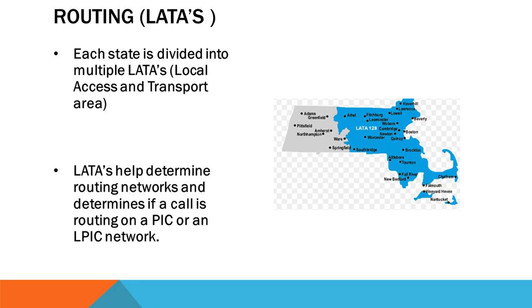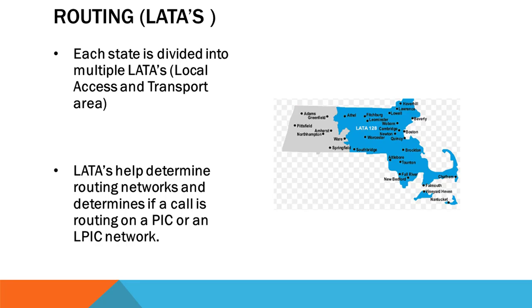And what determines that? LATAs. What's a LATA? It's just an area. It's just a designated area that is designed to help determine what network a call is routing over. So if we're in Cambridge and we're going to call somebody still in Massachusetts, but it's going to be Greenfield and it's in the gray area over here, that's going to be considered a long distance call because the calls are traveling through the trunks past LATA lines, and that's going to be a long distance call.